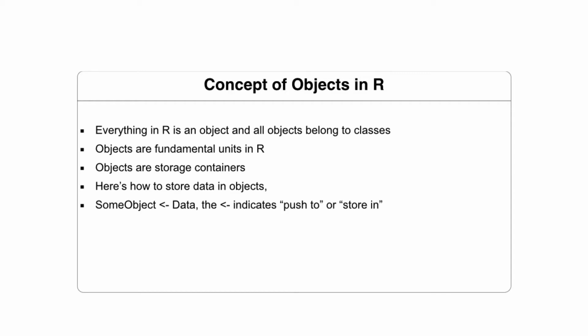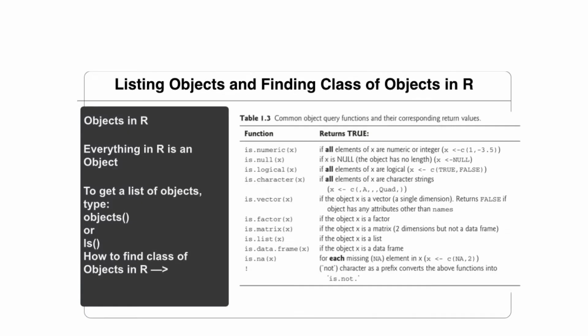So that's why we say that we use assignment operators with an arrow that points to the left and a dash to assign values on the right hand side of the assignment operator to store data on the left hand side. There is a saying in R that in R everything is an object and all objects belong to classes. This is a very important adage that you must remember when you work with R, because it's really the crux of working with R.